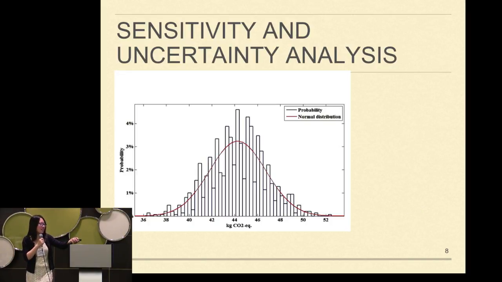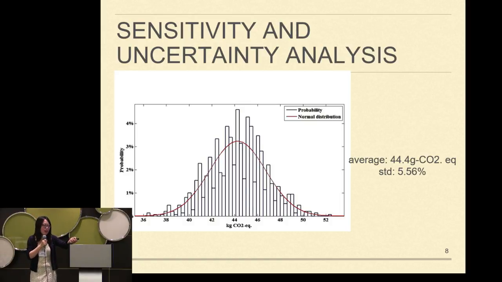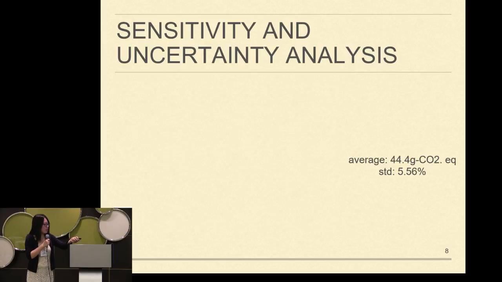Okay, so how about the uncertainty analysis? We did an uncertainty analysis of the system manufacturing of the solid-state perovskite solar cell using Monte Carlo analysis. This is an example of the global warming potential uncertainty analysis. We got the average value of the greenhouse gas emission as 44.4 grams. With positive and negative 10% variance of the material and energy input, we got a standard deviation of 5.36%. So we think our final result is reliable in this range.